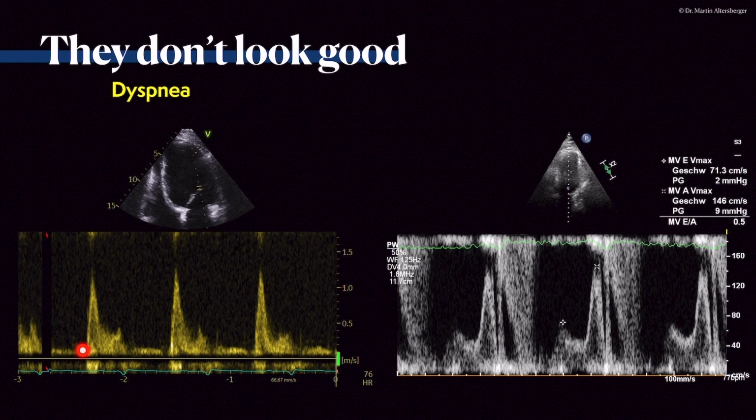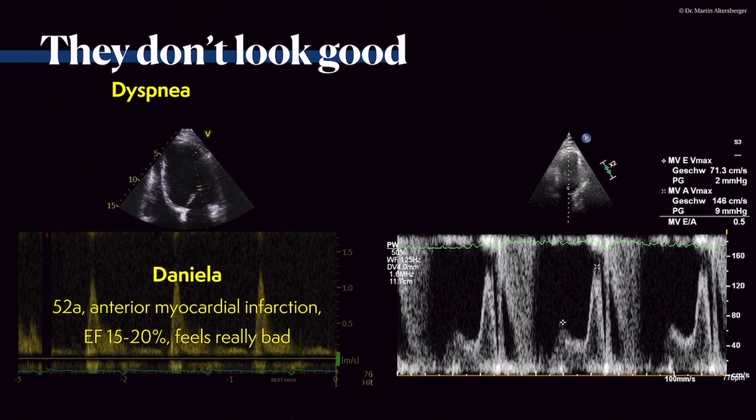In this case, we are just looking at this signal for now, because here we have a very, very large E and a small A wave, and here we have a small E and a large A wave. The E wave is the suction of the ventricle, the A wave is atrial contraction. So in this case, it's very steep and high, and in this case, it's very, very low.